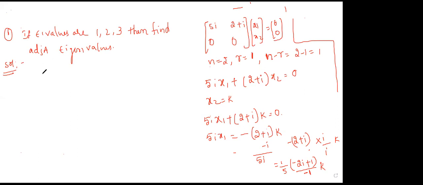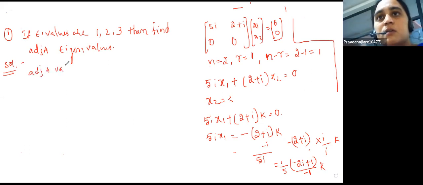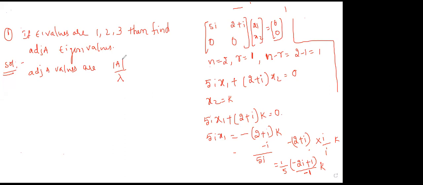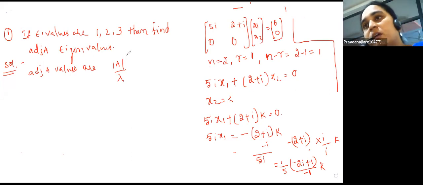Yes, ma'am. Adjoint A eigenvalues are given by the formula det A by lambda. But how did we get det A? Without knowing the matrix, how did we get the determinant of A? This one also we got from the statements. Sum of the eigenvalues is equal to what? Sum of the eigenvalues and product of the eigenvalues.